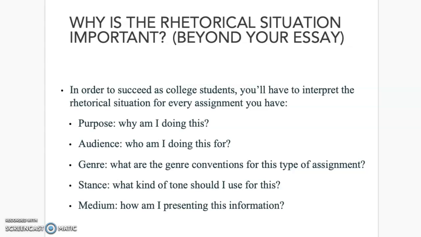Am I allowed to use "I" in this writing assignment? Am I allowed to be more informal? Do I need to be really formal and use dictionary-level words for this? And also medium. How are you supposed to present this information? Is this a speech I'm giving for a communications class? Am I allowed to use a PowerPoint with this? All of these questions you should be asking as you're completing your assignments so that you fulfill what your professor would like you to do, and ultimately succeed in your college careers.